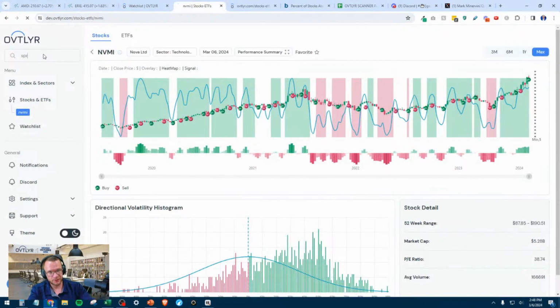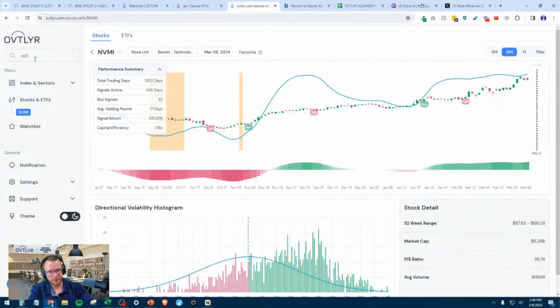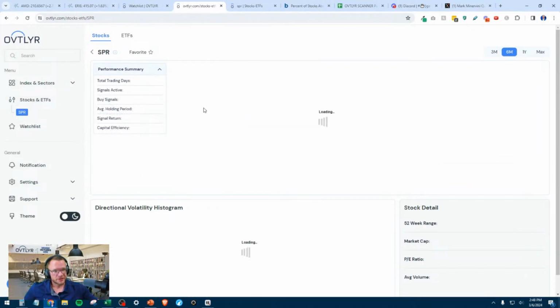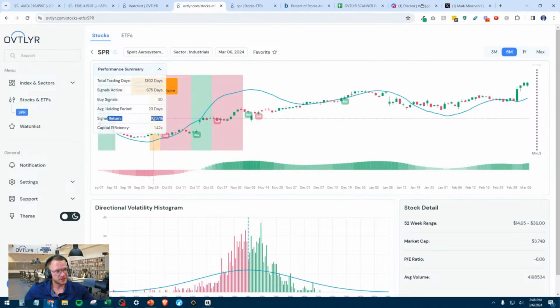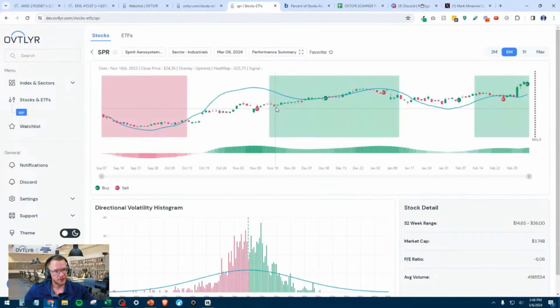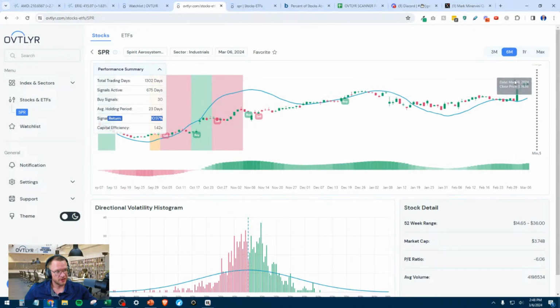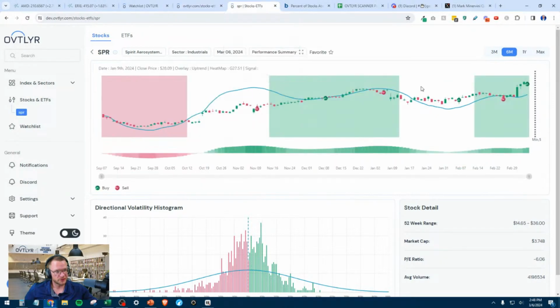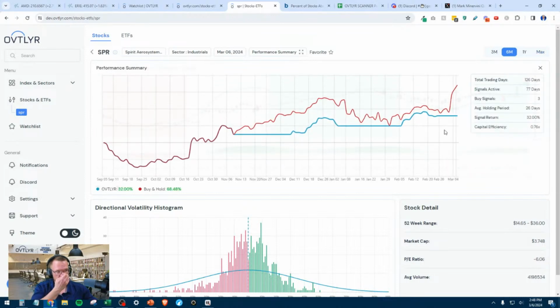Let's do it again, a 1.0 and 2.0. 1.0 loads faster, so we'll start there. Signal return 10%, so that's positive expectancy. SPR. See right here, we got the buy signal today inside the green overlay. No buy signal today, no green overlay in the 1.0 versus 2.0. Let's go to the performance summary. 32% versus buy and hold 68%. That's okay. That's positive expectancy. That's what I want to see. Let's go to max view.